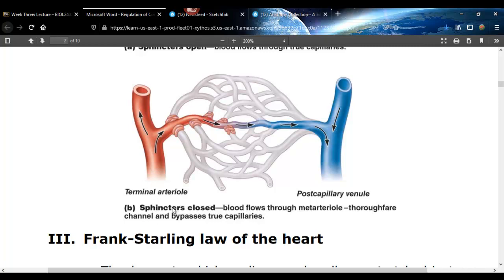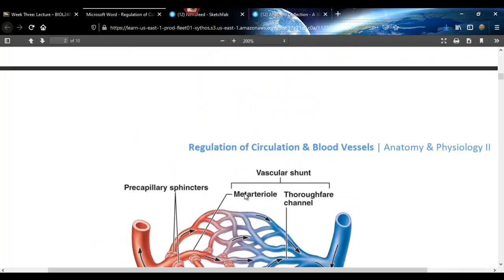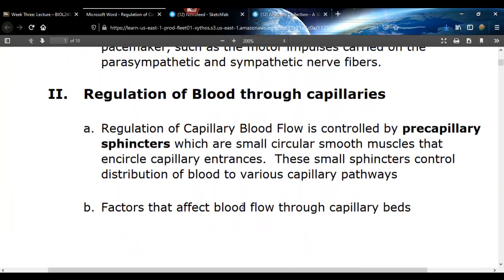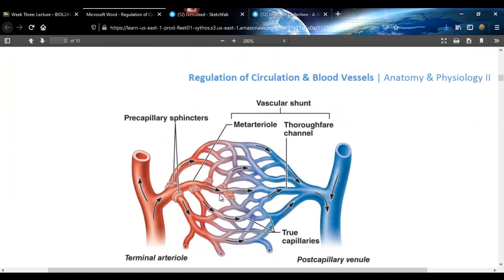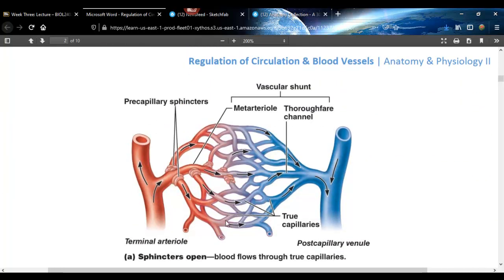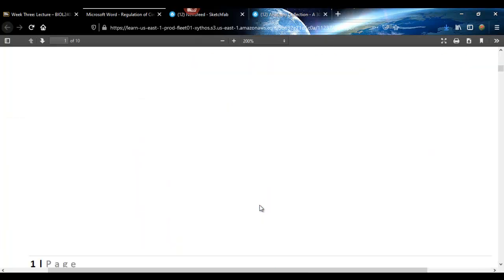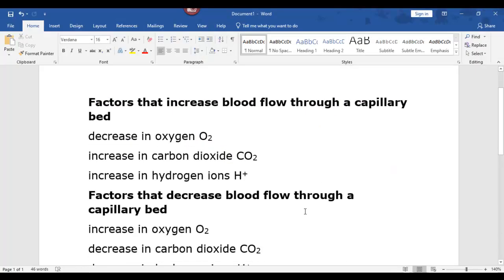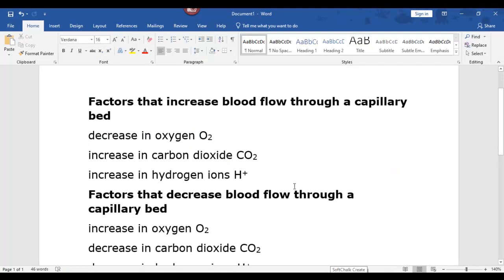And even there it says they are closed. So this first section is a local thing. This does not involve the heart or the nervous system. It's strictly on the chemistry level and the local level at tissues. So, what are some factors that affect blood flow through capillary beds? Here's two, and then we have little categories underneath that.